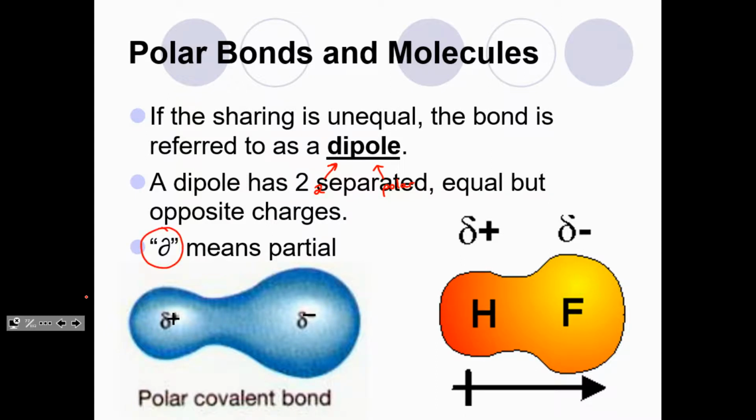And we're going to see this symbol. This is called a delta. It's a lowercase Greek symbol, and it means partial. So we don't have a full-on plus and a full-on minus, because if we had a plus and a minus together, that would be called an ionic bond, but it's not. And so we also will see this arrow. This means dipole. And on the bottom of the arrow, this is where the partial positive lies, and on the tip of the arrow, this is where the partial negative lies. And the sharing, once again, is unequal.